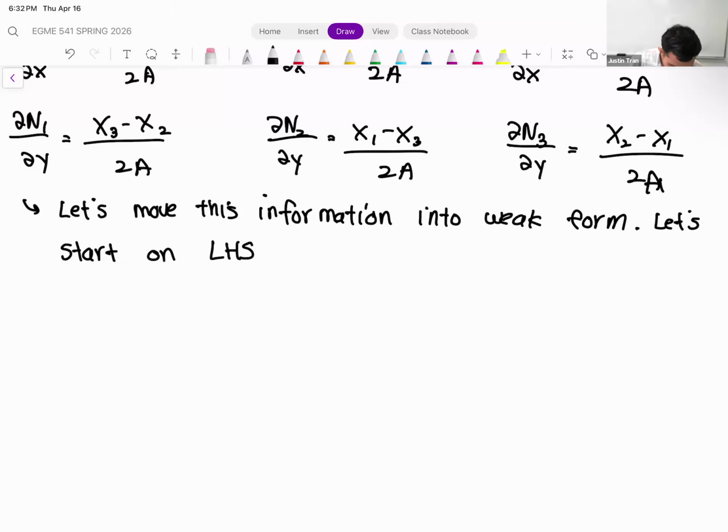Okay. And so the left-hand side of our weak form was the following. So we had the double integral of the gradient of our weighting function multiplied by k, multiplied by the gradient of T, dA.